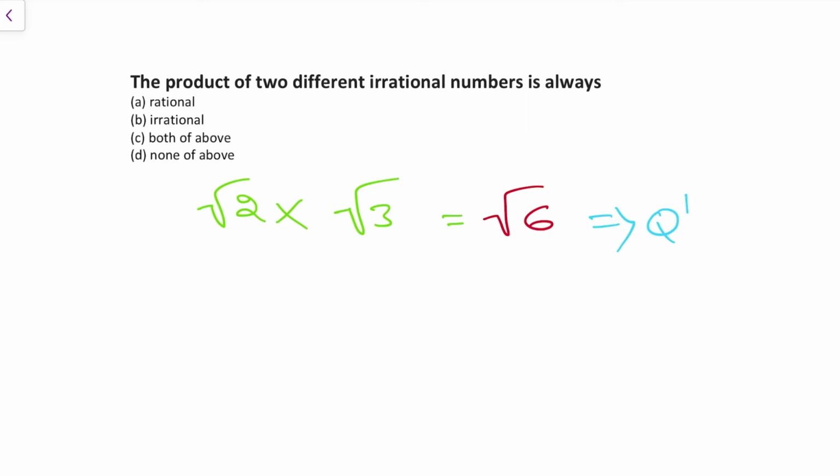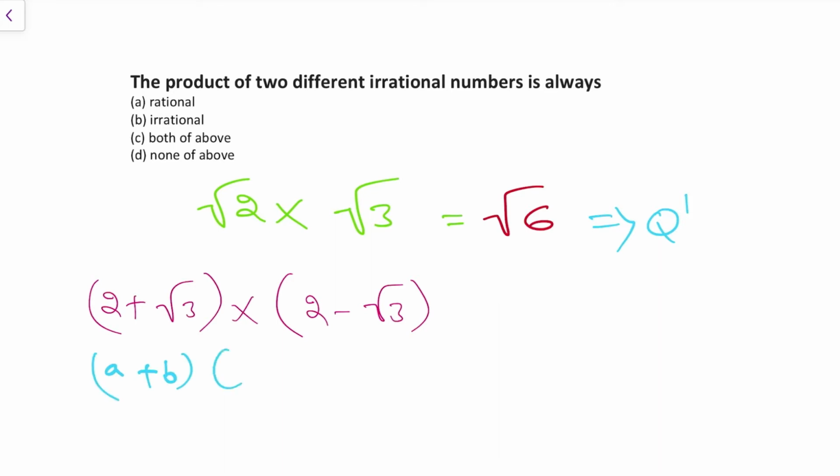Next, I am taking one irrational number 2 plus root 3, and I am multiplying it with another irrational number 2 minus root 3. Now if we observe this clearly, this is in the form of (a plus b) into (a minus b). So (a plus b)(a minus b) is equal to a square minus b square. Now in the place of a we have 2 and in the place of b we have root 3.